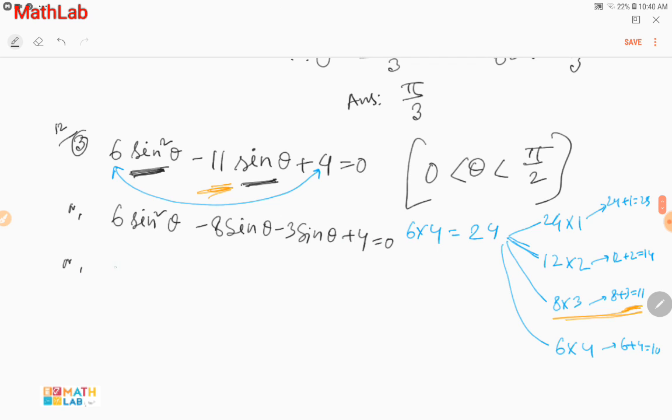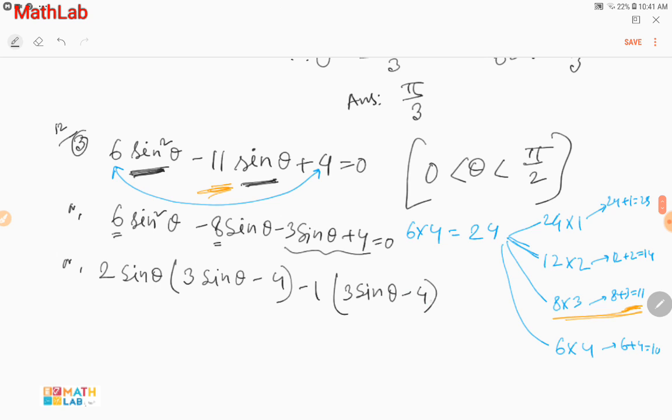Okay, so we take common, the common factor between 6 and 8 is 2, because both 6 and 8 are even, and sine theta, then that will be 3 sine theta minus 4. Then for the third and fourth term, here is minus, and there is no common value between 3 sine theta and 4, so you have to take 1, that will be 3 sine theta minus 4 equal 0, or (3 sine theta minus 4) into (2 sine theta minus 1) equal 0.